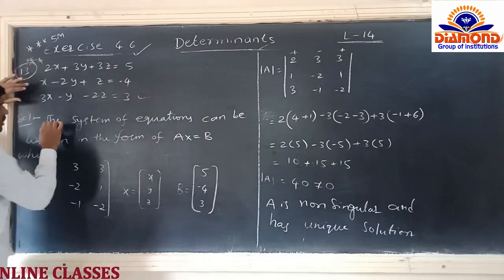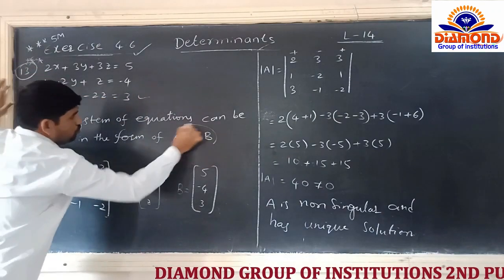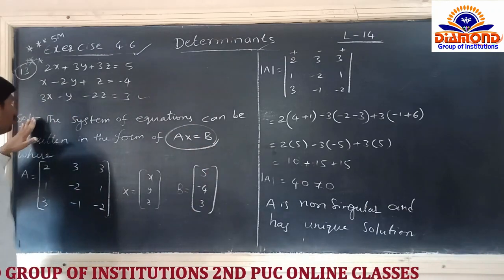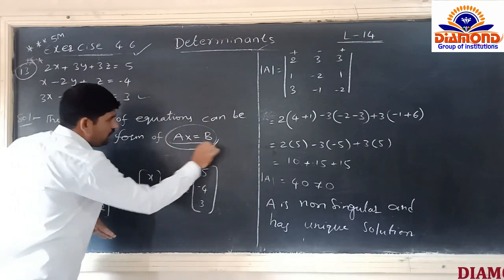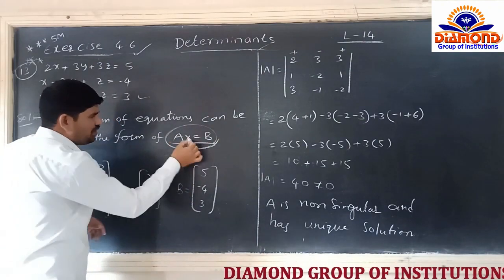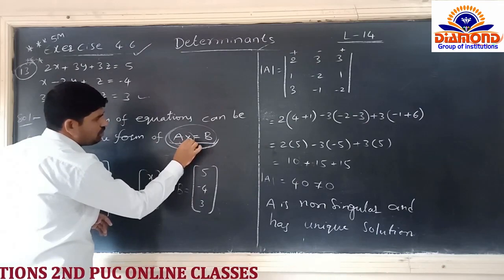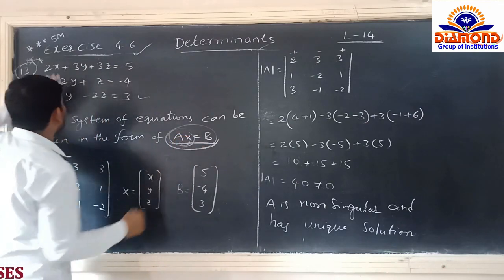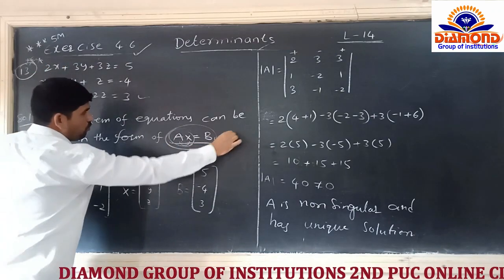First we have to write here that the system of equations can be written in the form AX = B. Suppose we are going to start the solution; first we have to write this line, in the form of AX = B. We know that AX = B means multiplying the A matrix by the X matrix, which is equal to this total matrix. That's why we are writing in this format.